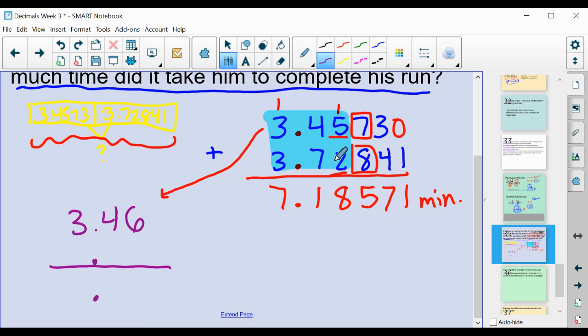Okay, we're going to do the same thing with that bottom number, and now we're going to be looking at this 8 to make our rounding choice. Is this going to stay at 3 and 72 hundredths or go up to 3 and 73 hundredths? It is going to go up to 3 and 73 hundredths.